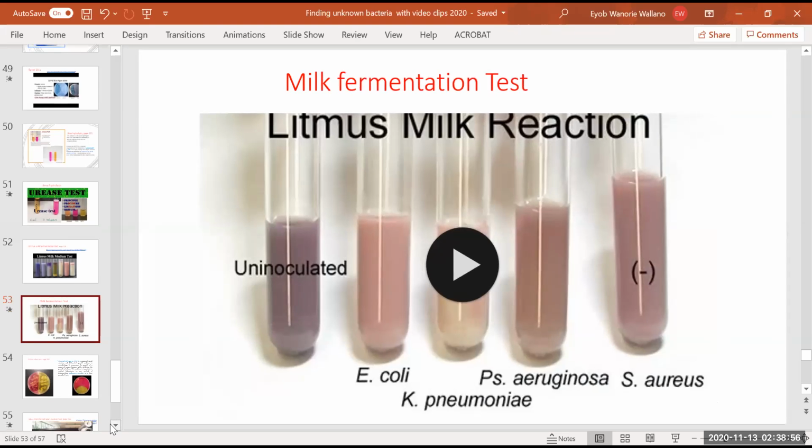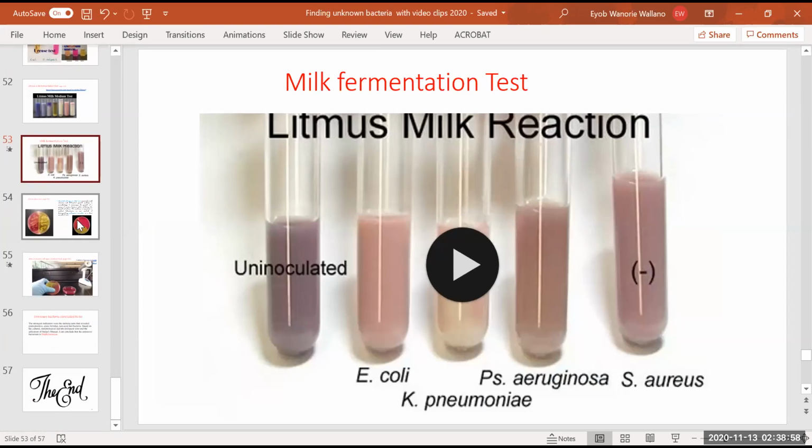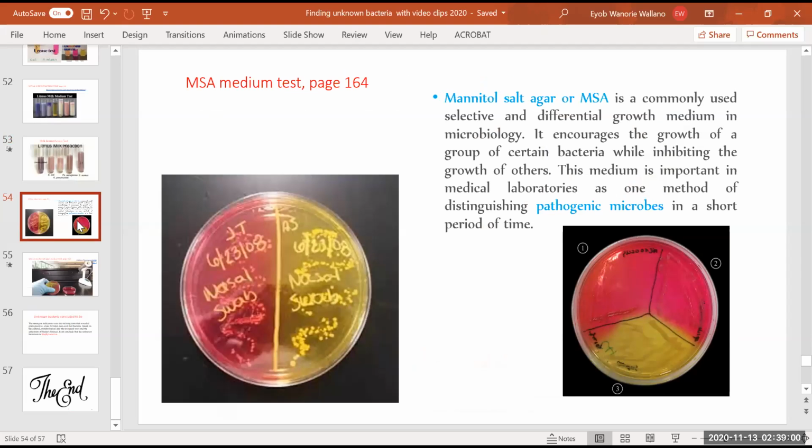It's very interesting. Now we are coming almost to the end. Look now, here we are going to have MSA. It's very interesting. You have been doing 3 steps on unknown bacteria to find the staphylococcus and the streptococcus. Step one: staphylococcus has the coagulase enzyme, and streptococcus has the streptokinase enzyme.